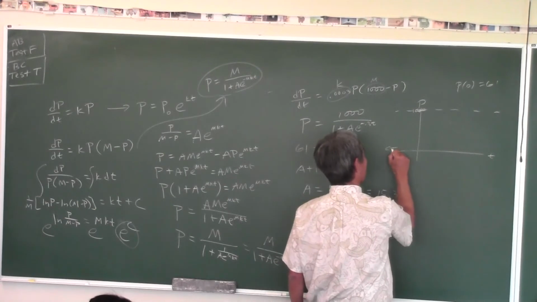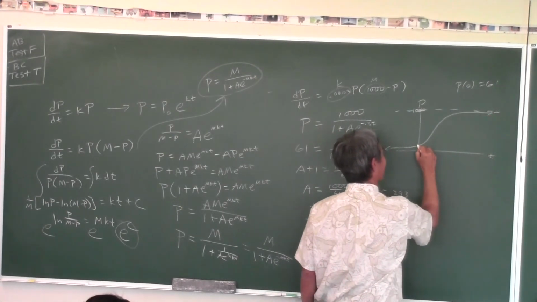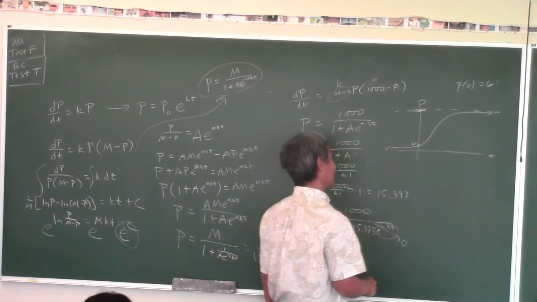Anyway, the graph looks like this. It's starting to grow. And right there is 61 moose.